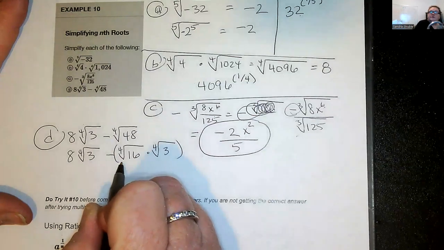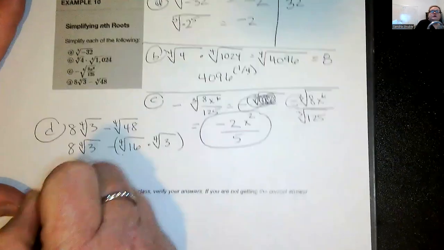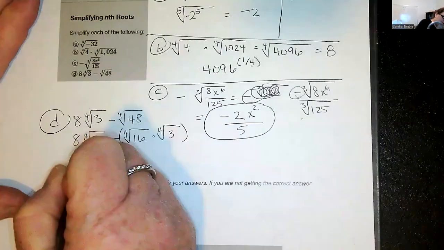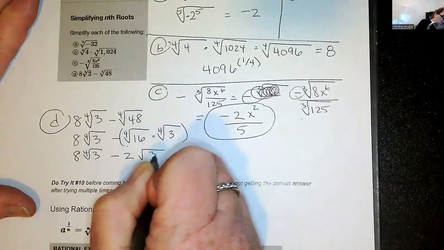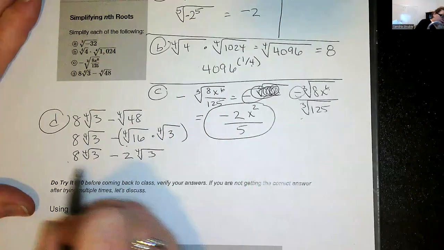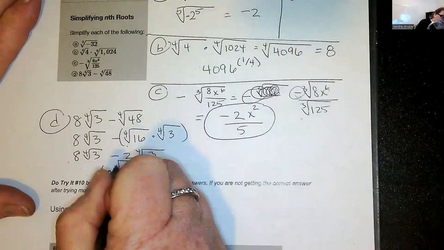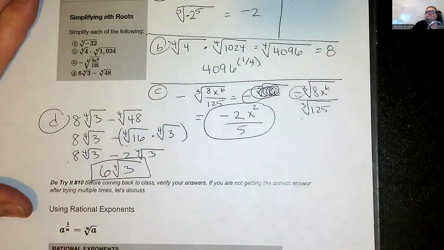The 4th root of 16 is 2. 2 squared is 4, 4 squared is 16. So I've got 8 4th root of 3 minus 2 4th root of 3. 8 minus 2 is 6, 4th root of 3. And that's the final answer for that one. Okay.